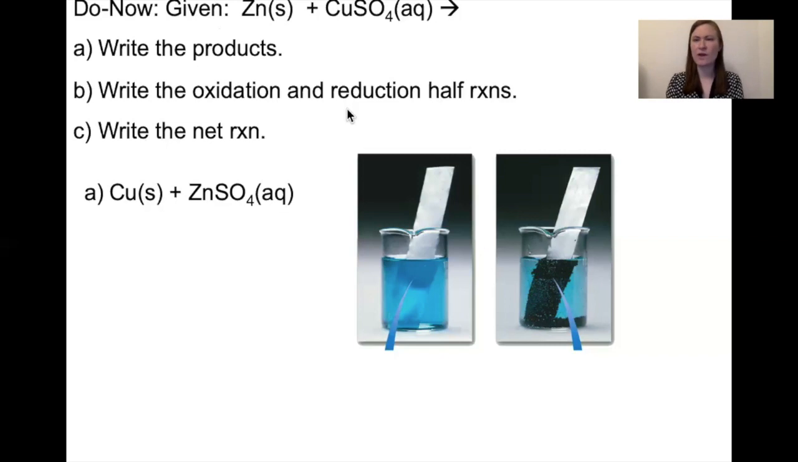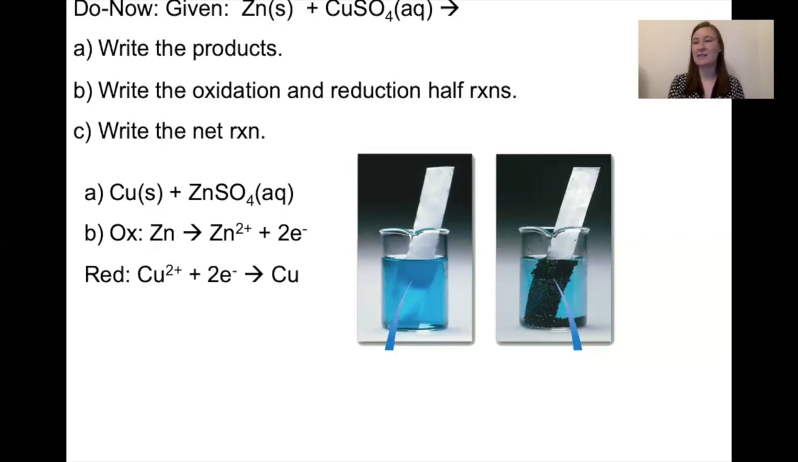Cool. We want to know the oxidation and the reduction half reactions. The oxidation half reaction would be zinc reacting to make Zn2+ plus 2 electrons, right? We know that oxidation is loss. So the one that loses the electrons, in this case zinc, that's the oxidation half reaction. Reduction is gain. So the element that's gaining electrons is getting reduced. That's copper in this case. So copper is going from 2+ to neutral and gaining 2 electrons. So that's our reduction half reaction.